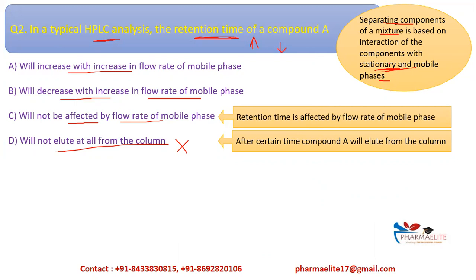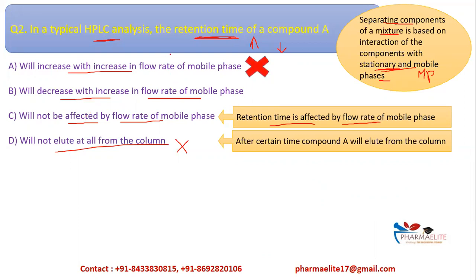Obviously how much it is bound and how fast it is going to elute out will depend upon the flow rate of the mobile phase, right? Therefore retention time is affected by flow rate. To elute it out, the thing we are using is the mobile phase. So obviously how fast or how slow the mobile phase is moving will affect the retention time. Therefore option C is wrong.